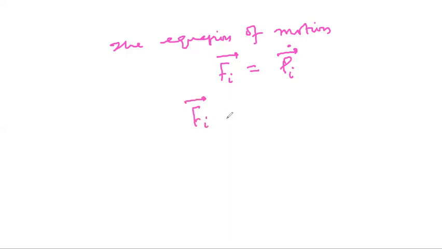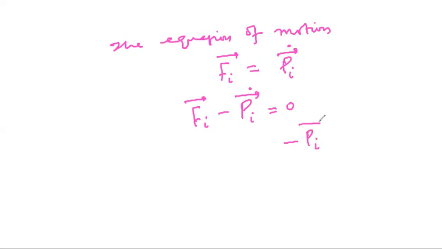Fi minus Pi dot is equal to 0. Let me write it clearly. Fi minus Pi dot is equal to 0. What it says basically is that the particles in the system will be in equilibrium under a force equal to the actual force plus a reverse effective force, minus Pi dot.